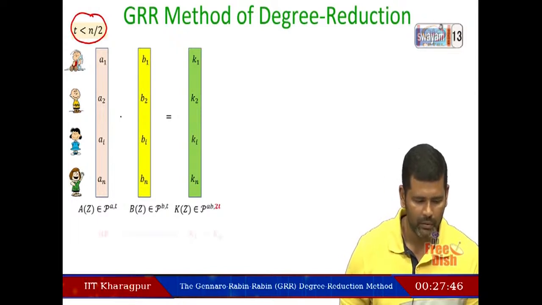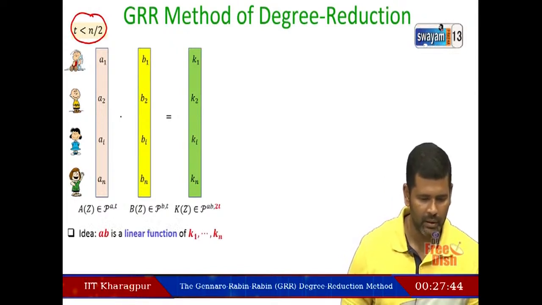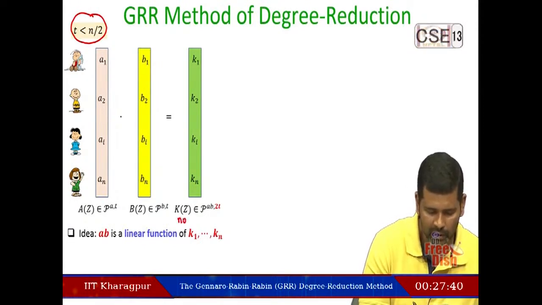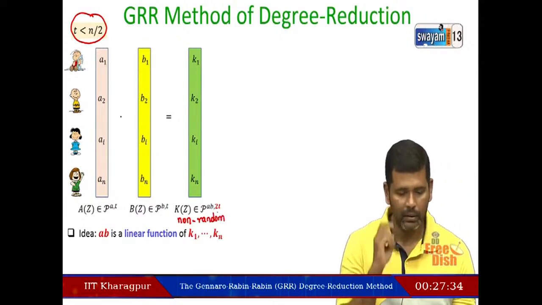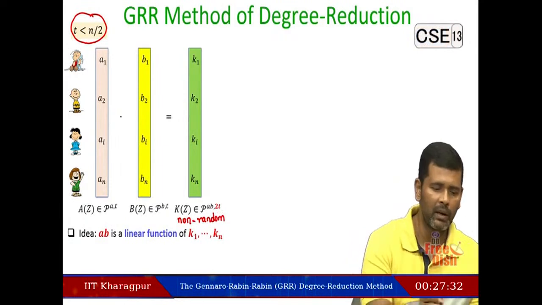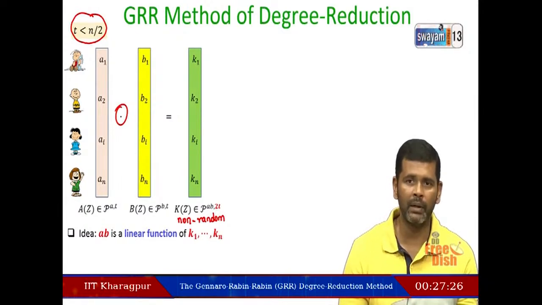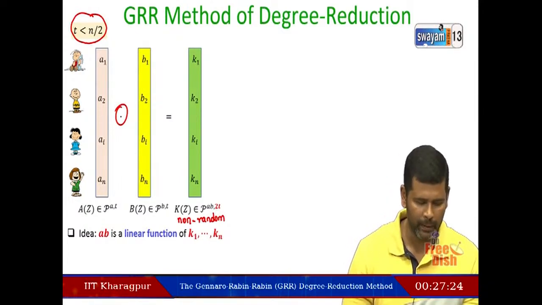Okay. So, to begin with, the parties will first compute a non-random vector of shares of ab lying on a 2t degree polynomial. How can they do that? Just by locally multiplying their respective shares of a and b. No communication has happened at this point.